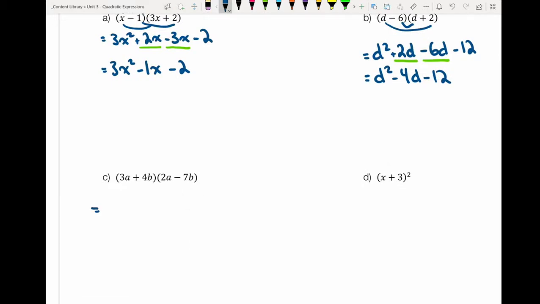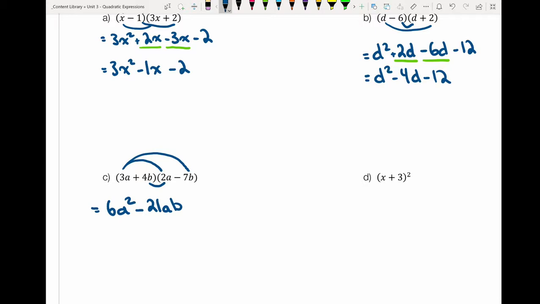C, again, same idea. I'm going to multiply my first two terms. So 3a times 2a, 3 times 2 is 6, a times a is a squared. Then I'm going to multiply my outside terms. So 3a times -7b. So 3 times -7 is -21. A times b is just ab. Again, we can't simplify the a's and the b's together because they're not like terms, they're not powers with the same base. So we just leave it as ab.